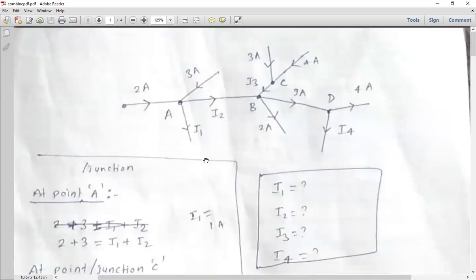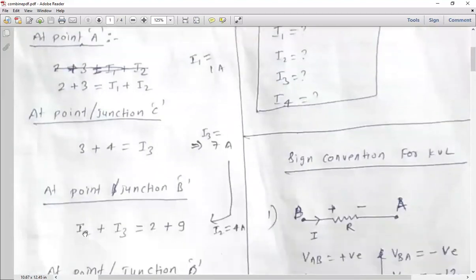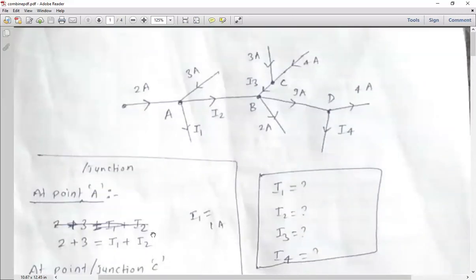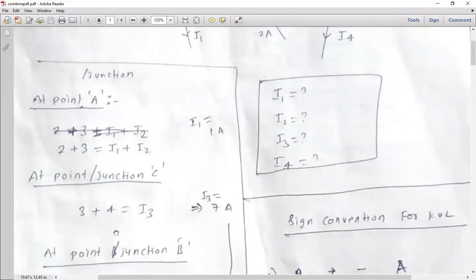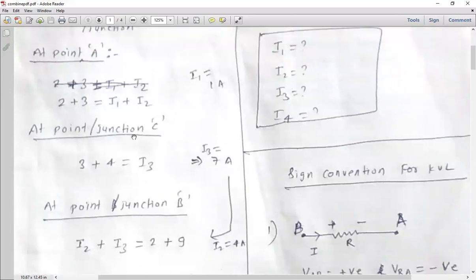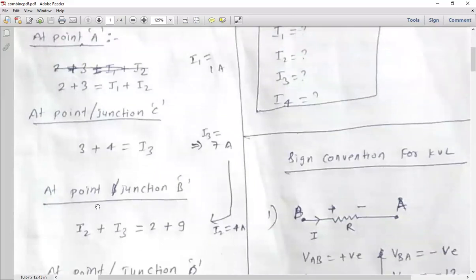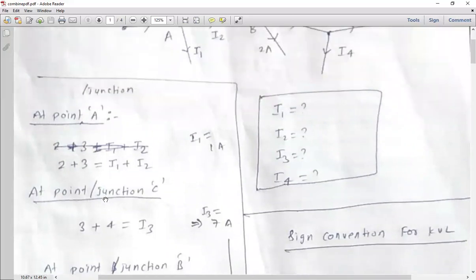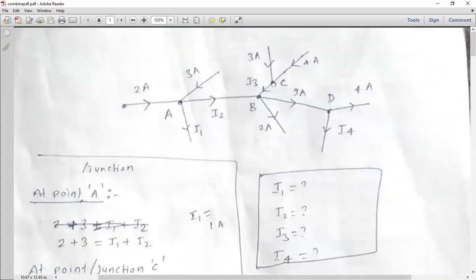At junction B, current I2 is flowing toward the junction, current I3 is flowing toward the junction, and current 2 ampere is flowing away. So the sum of currents flowing toward the junction is equal to the sum of currents flowing away. So I2 plus I3 will be equal to 2 plus 9. This is Kirchhoff's current law, or first law, for junction B. Now Kirchhoff's first law for junction C.